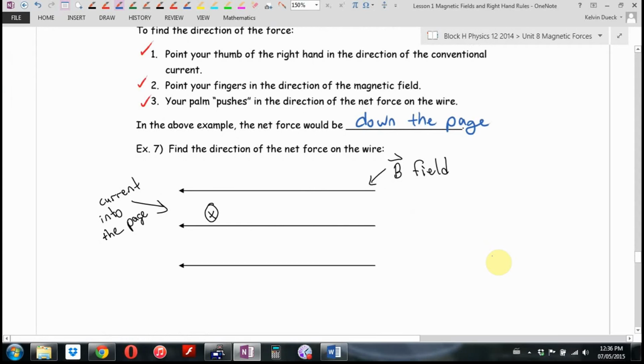Example 7. You'll notice I have a wire, but I also have an external magnetic field. Which way is the current flowing through the wire? Look at the picture very carefully. I told you in the picture. Which way? Read the picture very carefully. Which way is the current going? Please read the English. How do you know? Because it says current into the page. Yeah, read the picture. I'm telling you, you got to read.